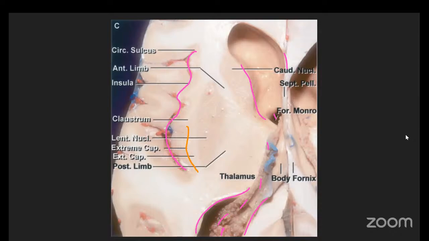Then we have the external capsule somewhere around here. In between them, we have this claustrum, which is nothing but a band of gray matter. And underneath this purple thing, which is the external capsule, we have the lentiform nuclei. Clear? Let's move.